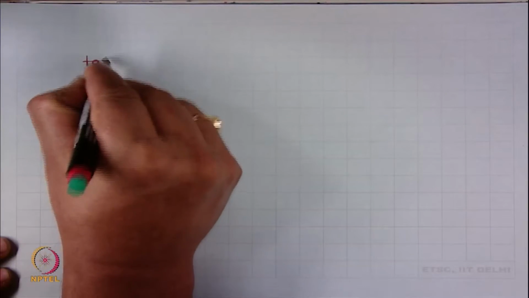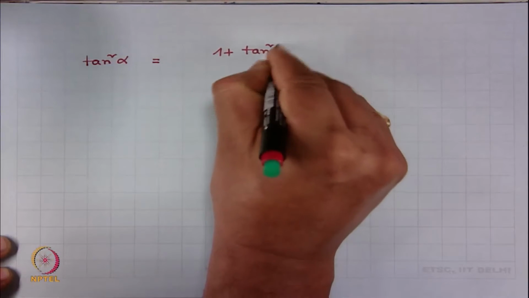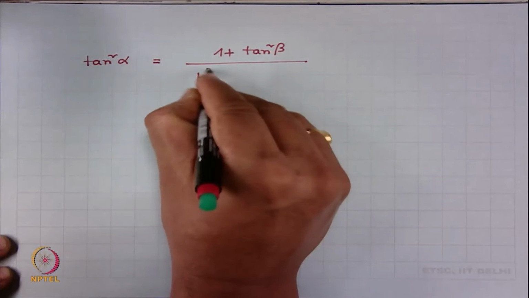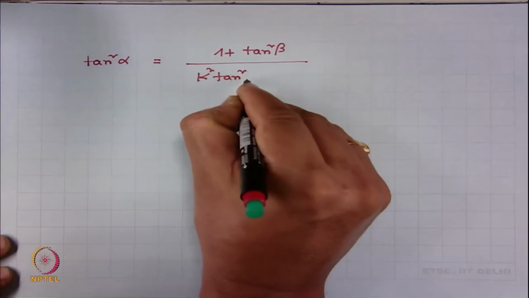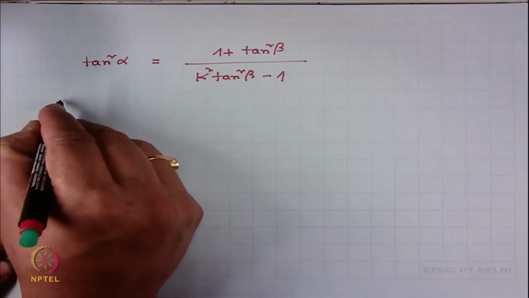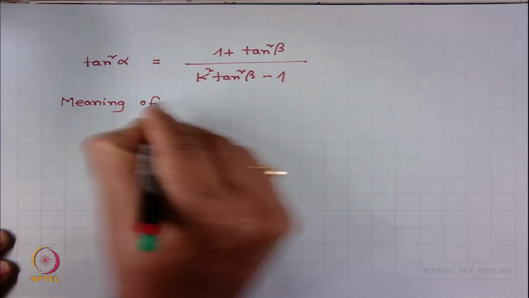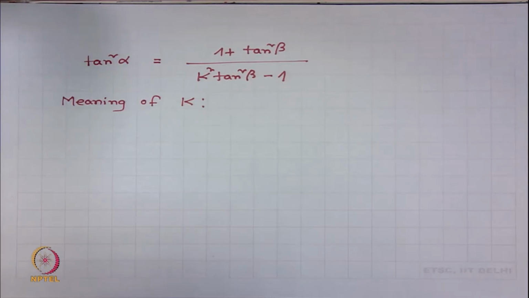The fundamental equation of ideal migration took this form: tan square alpha is 1 plus tan square beta, k square, tan square beta minus 1. This was the fundamental equation of ideal migration or fundamental equation of Taylor's model. Now, we will discuss K. What is the meaning of K? We would like to know more about this K.